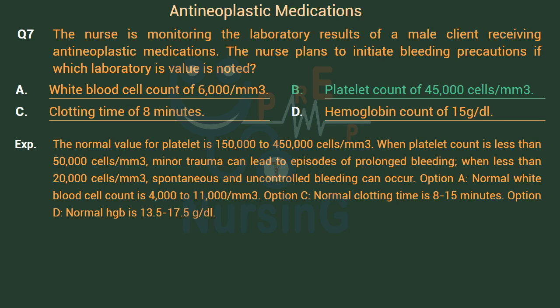Option A. Normal white blood cell count is 4,000 to 11,000/mm3. Option C. Normal clotting time is 8 to 15 minutes. Option D. Normal hemoglobin is 13.5 to 17.5 grams/dL.